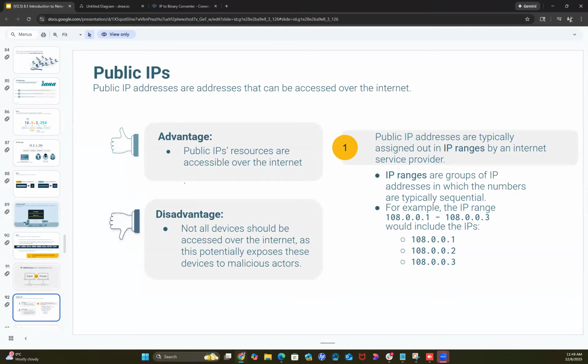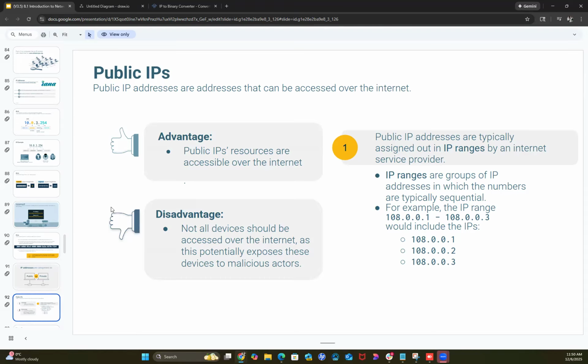Public IP addresses are typically assigned an IP range by an ISP. IP ranges are groups of IP addresses in which the numbers are typically sequential. For example, this is the IP 108.0.0.1 to 108.0.0.3. So including the IPs 108.0.0.1, 108.0.0.2, 108.0.0.3. If they call this IP range this to this, we understand it includes everything in between.